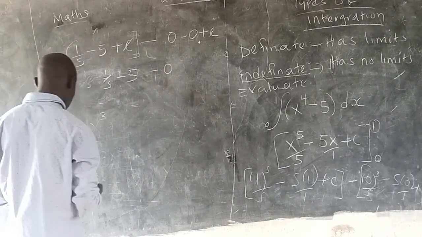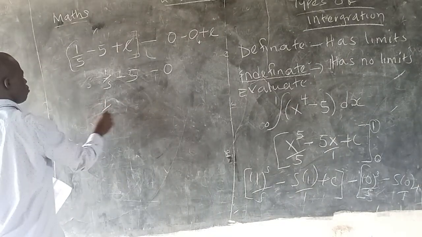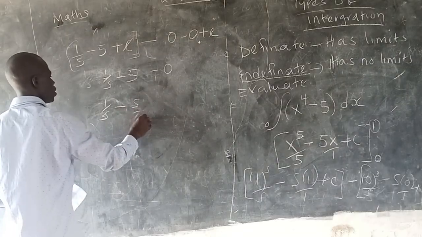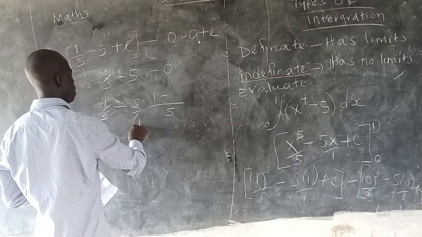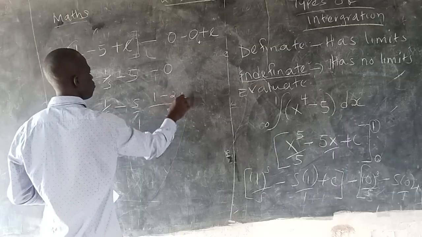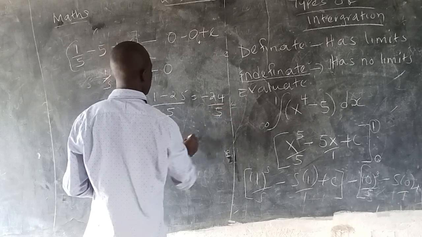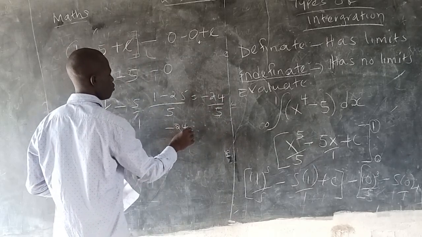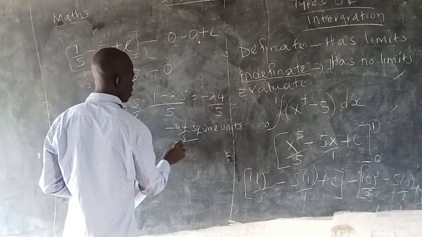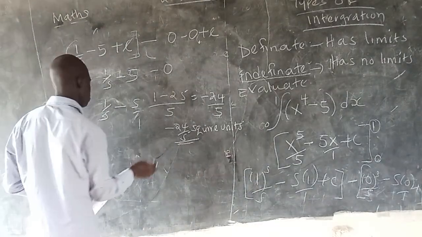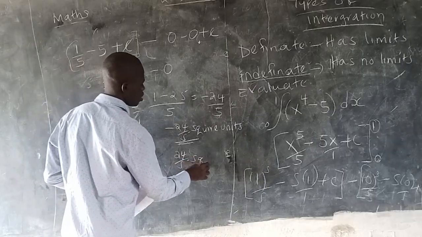When we punch it on our calculators, we will find the answer: 1 over 5 minus 5 over 1. We can say the LCM is 5. 5 into 5 is 1, minus 5 times 5 is 25. So we get negative 24 over 5. So your answer is negative 24 over 5 square units. Students, given this question, you neglect the negative to remain with the positive answer. Then you have 24 over 5 square units.